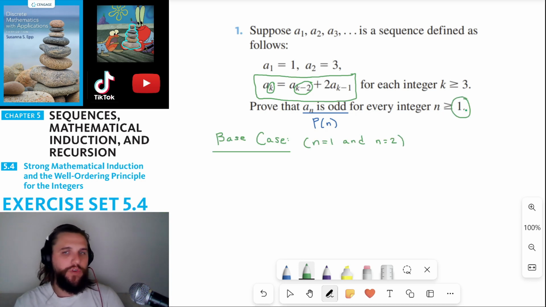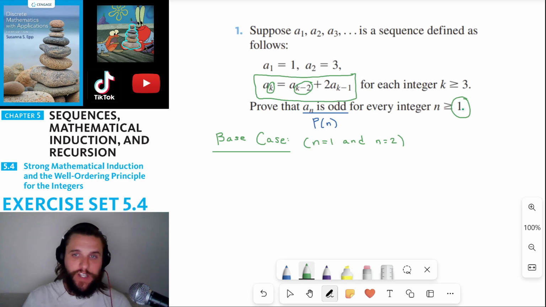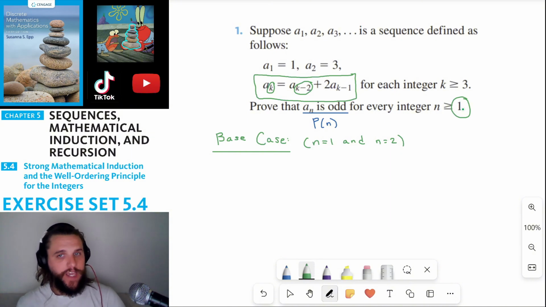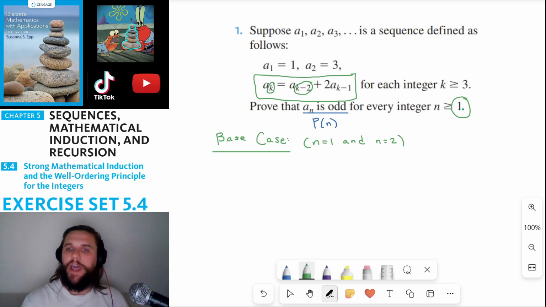Since we have to prove P of n is true for all integers n greater than or equal to 1, that means that 1 is the smallest integer such that P of n is true. Since we need to prove two base cases, we need to prove that this predicate is true for n equals 1 and n equals 2. We'll start by proving P of 1.